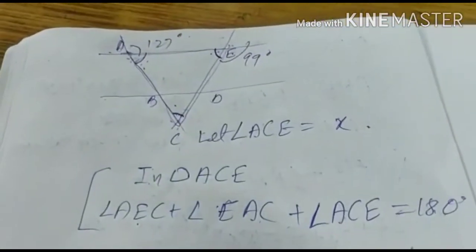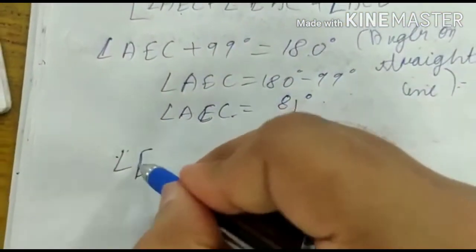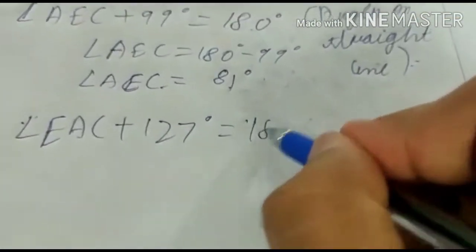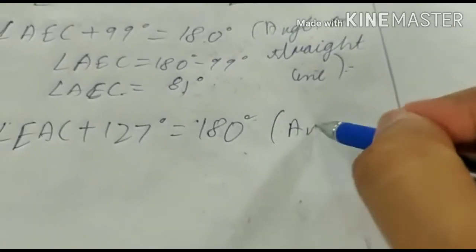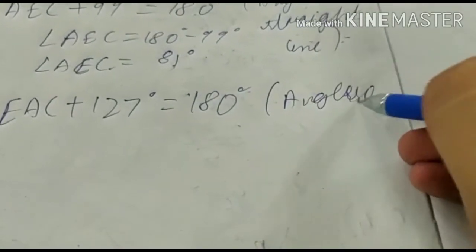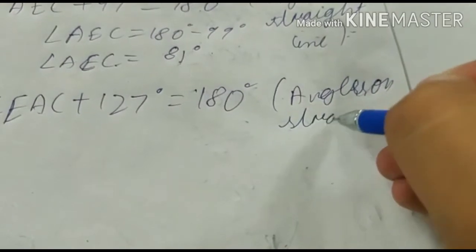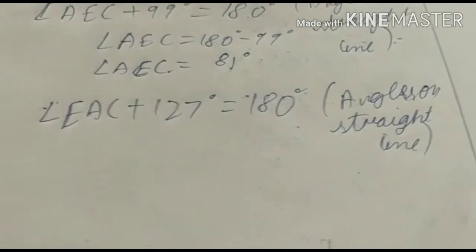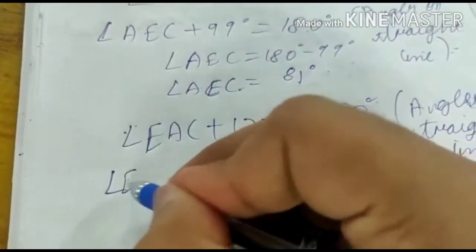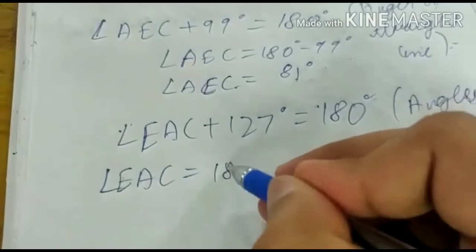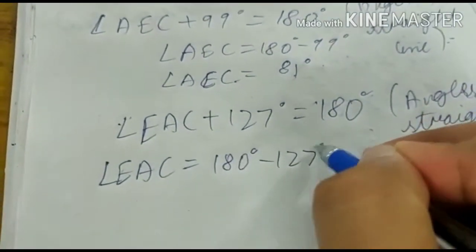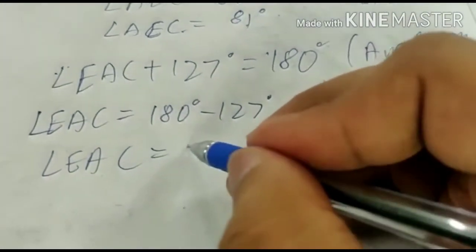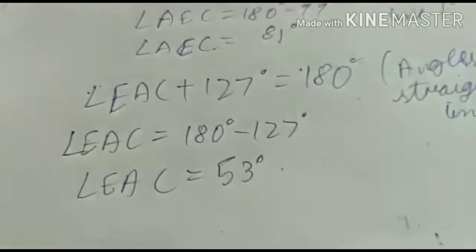And here we will again write angle EAC plus 127 degrees equals 180 degrees. How? Again, angles on a straight line. So angle EAC will be equal to 180 degrees minus 127 degrees. Angle EAC equals 180 minus 127, which is equal to 53 degrees.